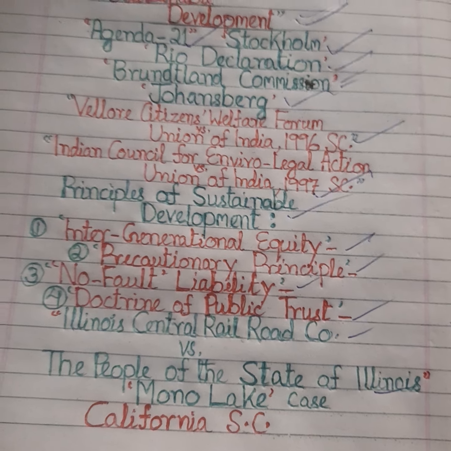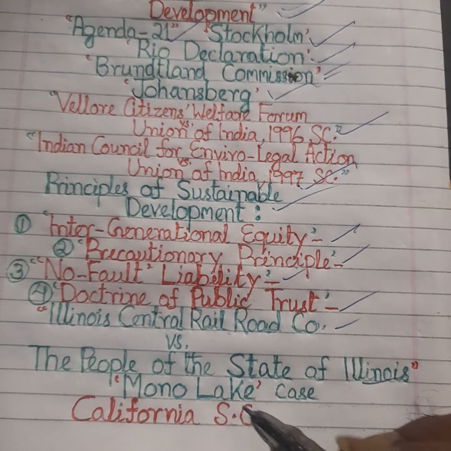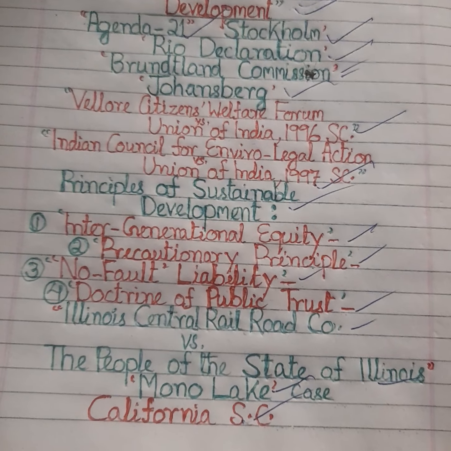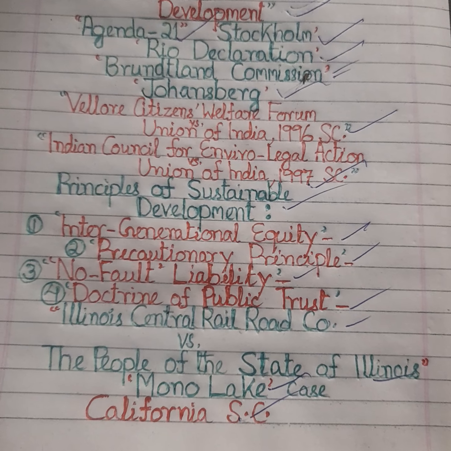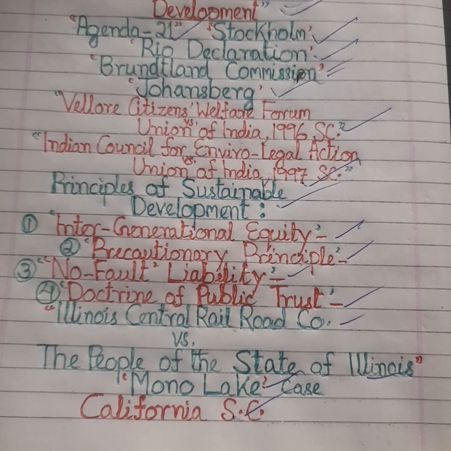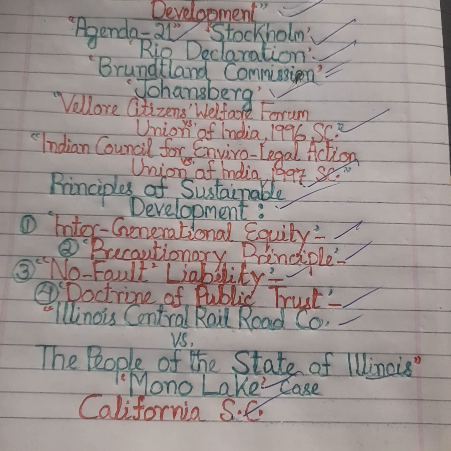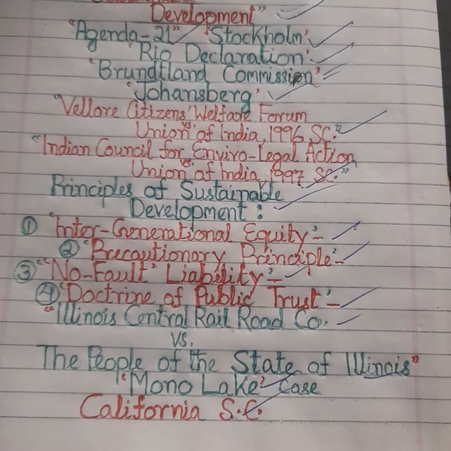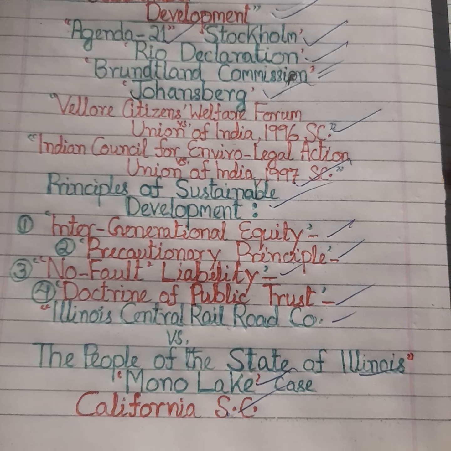Also, in the important Mono Lake case, the California Supreme Court expressed and clearly showed judicial concern in protecting all ecologically important lands, for example fresh water, wetlands, and forests, among the purposes of public trust.